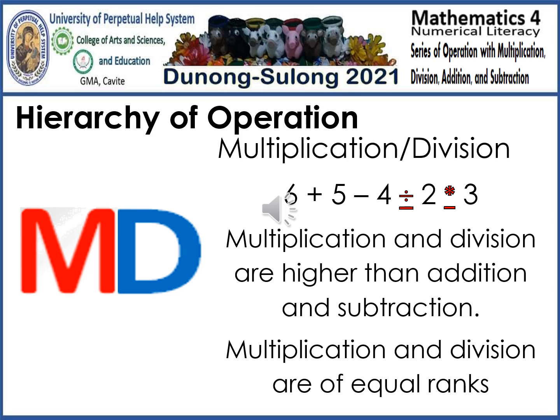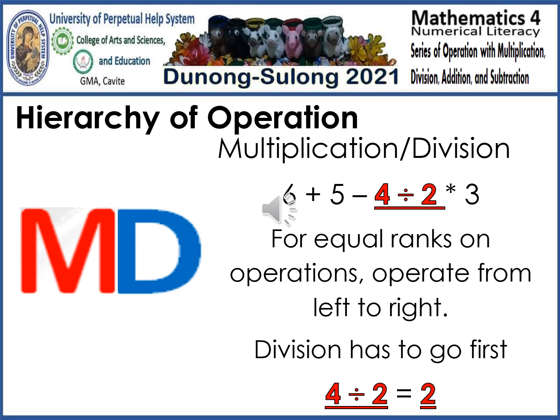Hierarchy of operations: multiplication or division. 6 plus 5 minus 4 divided by 2 multiplied by 3. Multiplication and division are higher than addition and subtraction. Multiplication and division are of equal rank. Multiplication or division. 6 plus 5 minus 4 divided by 2 multiplied by 3.